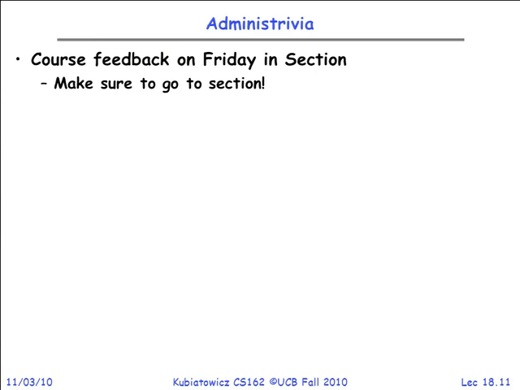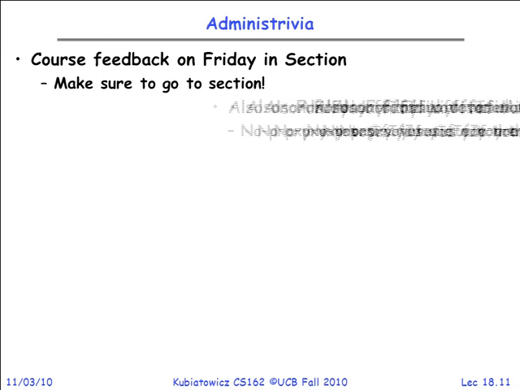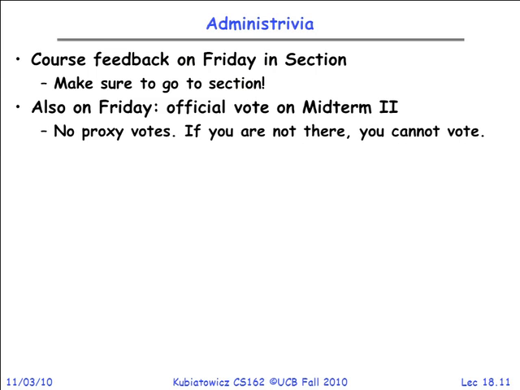However, Friday we'll have the official vote. Okay, you come, there are no proxy votes. Okay, can't vote for your friends. You can't vote for friends that were in the class last year. Come, tell your TAs, we'll get two numbers per class. And if you're not there, you can't vote, but everybody goes to section all the time anyway, so that's not a problem.